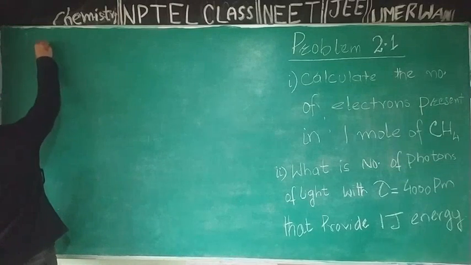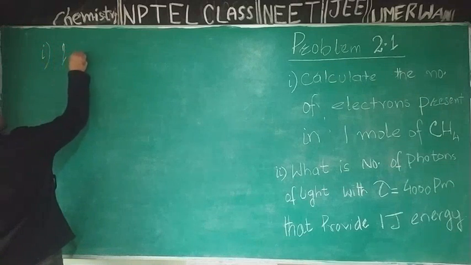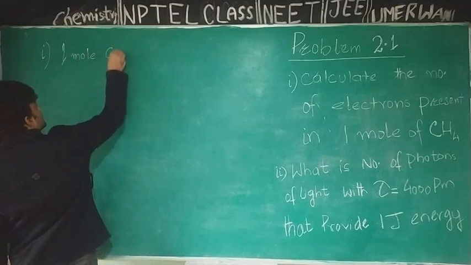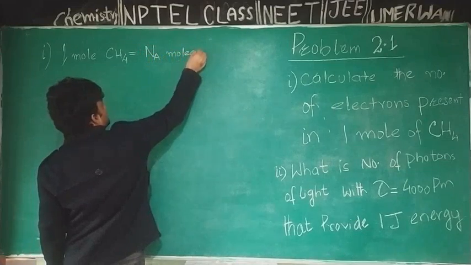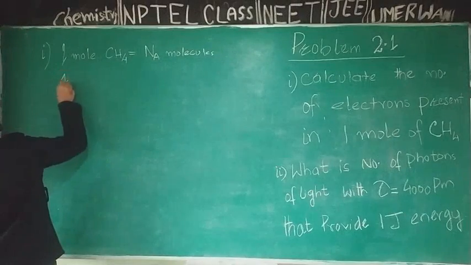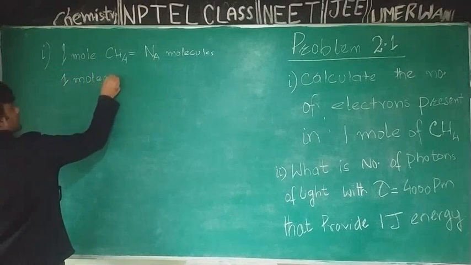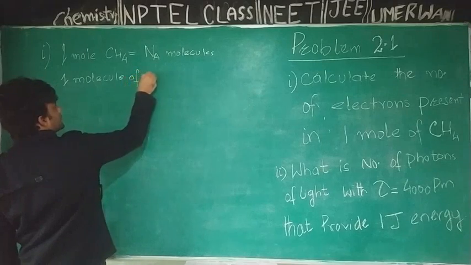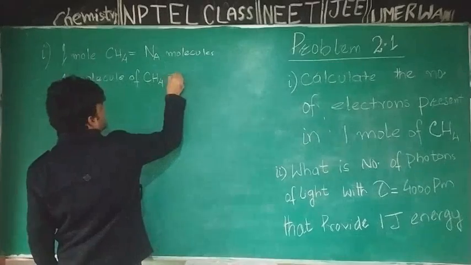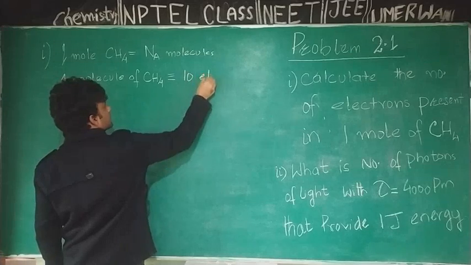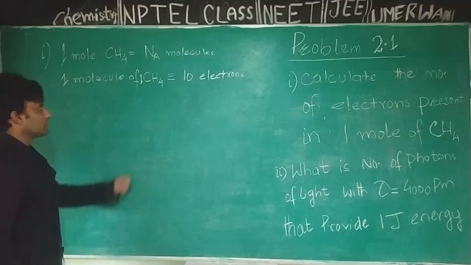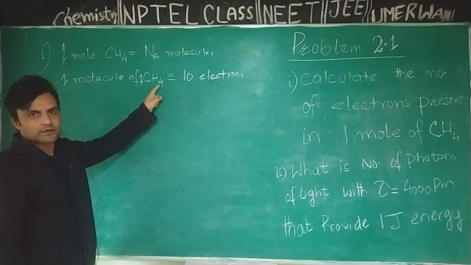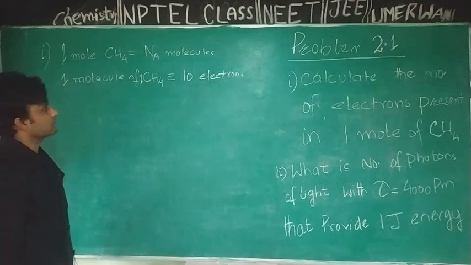Number first part, 1 mole methane is equal to Avogadro number of molecules, Ne molecules, and 1 molecule of methane contains 10 electrons, because in 1 molecule of methane there is 1 carbon atom having 6 electrons, and 4 hydrogen atoms having 1 each, that is 4 electrons. 6 plus 4 will be equal to 10 electrons.